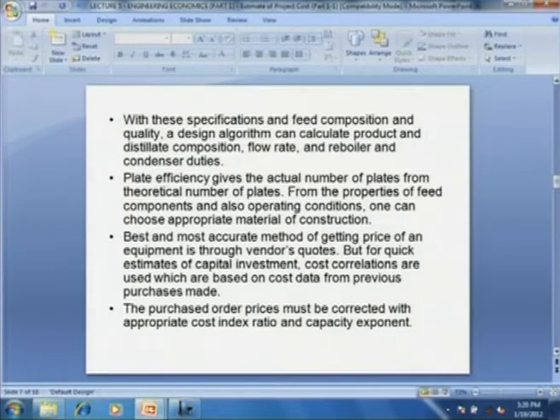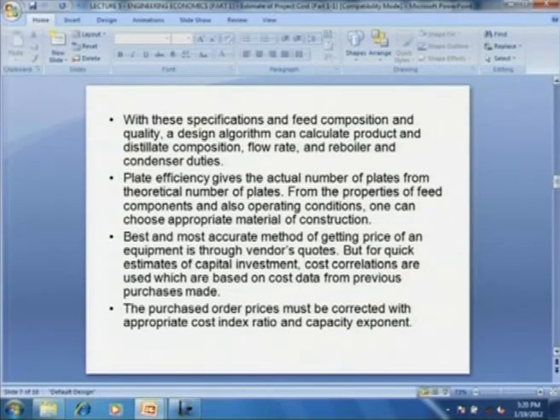And from the property of feed components and also operating conditions, one can choose the appropriate material of construction. This is applicable for all equipment, that you have to see the properties of the fluid or material that the equipment is handling before choosing the material of construction. The best and most accurate method of getting the price of an equipment quickly is through vendor's quotes, but getting a vendor quote is not an easy task. To even prepare a quote, the vendor has to spend sufficient time. So, unless and until he gets a firm order, he may not be able to give a quotation.